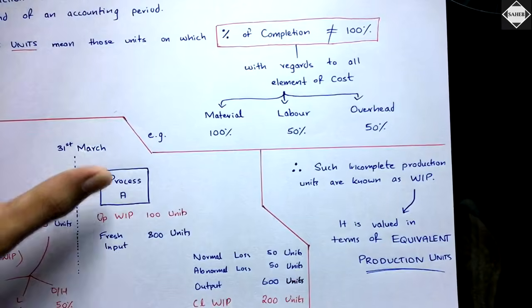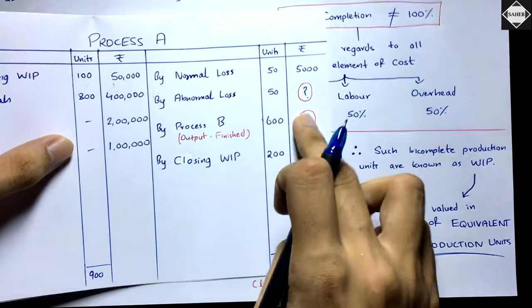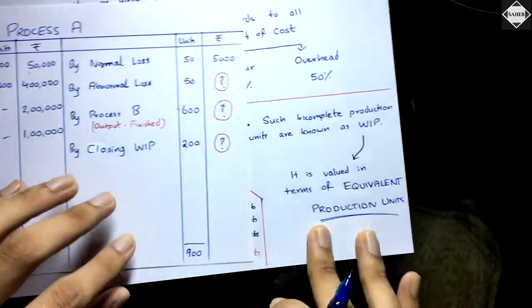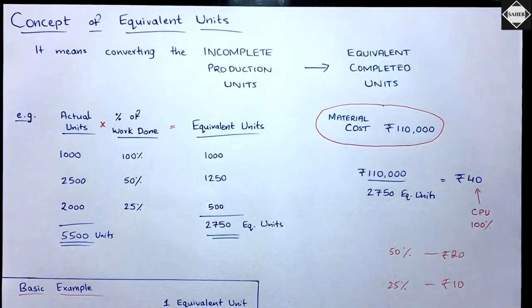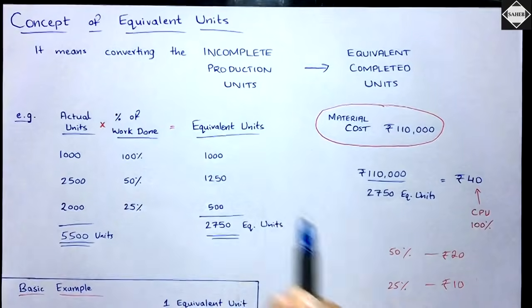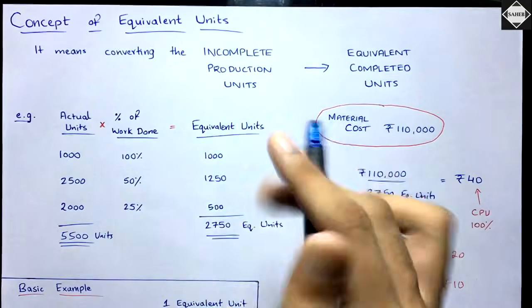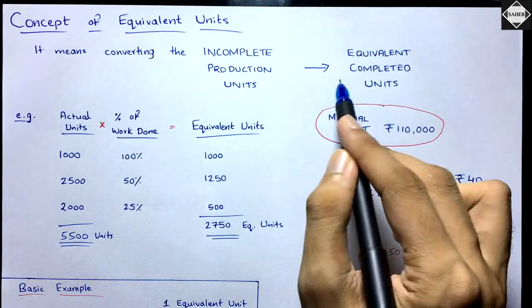You're clear with the work in progress and this logic. The problem is we can't value this at star, at CPU; we have to use a different approach, and that's what we have to understand. So let's understand the logic and the concept of equivalent production units. Now let's understand what we actually do here. All that we do is convert the incomplete production units into equivalent completed units.